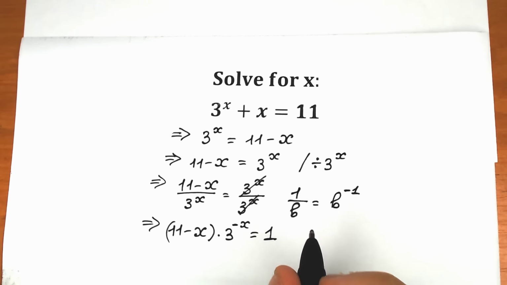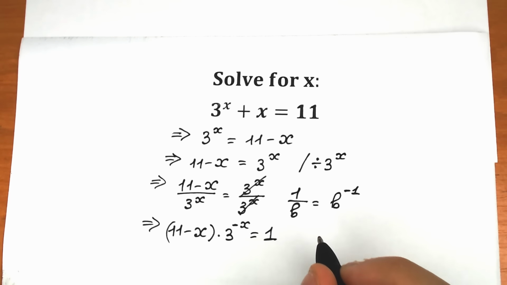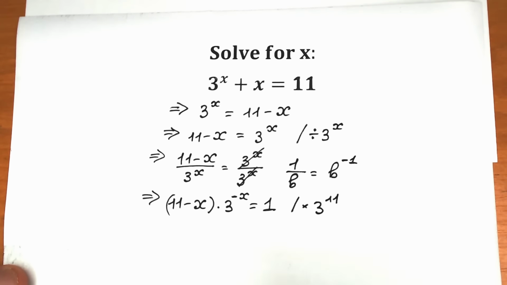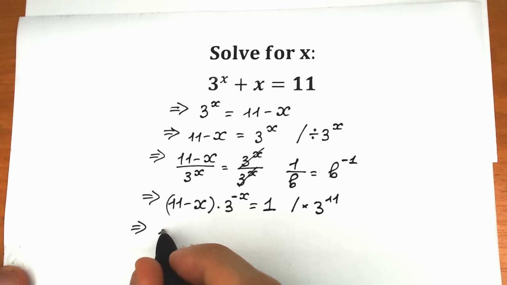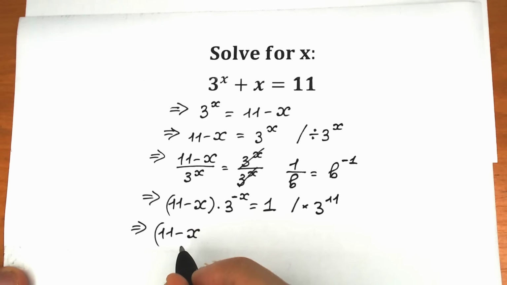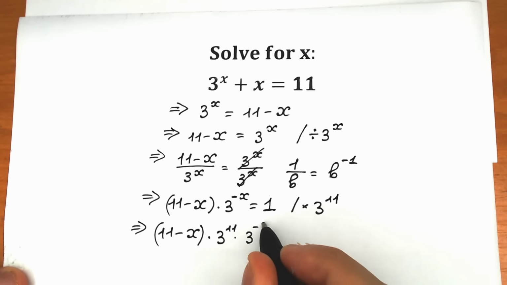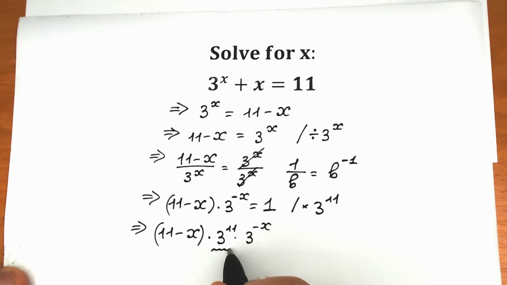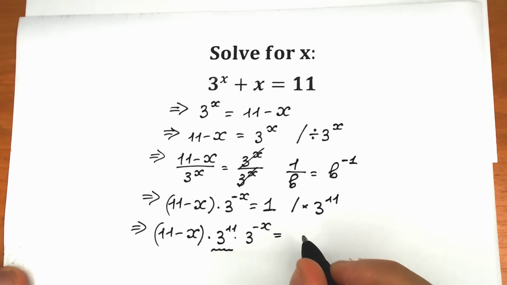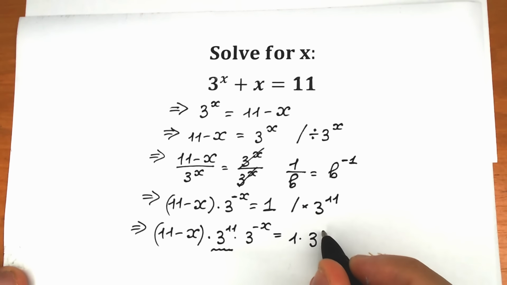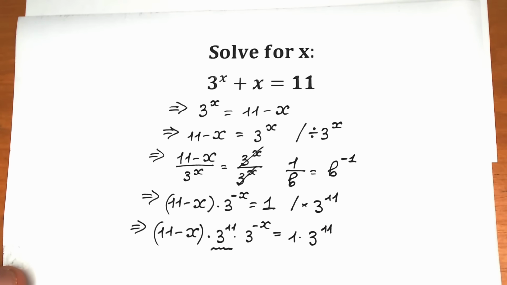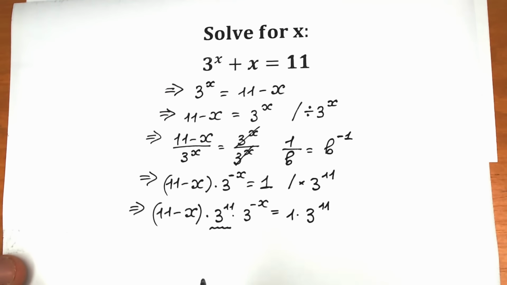Right now, let's multiply both sides by 3 to the power 11. Let's do this. In 1 minute, you will understand why I do this. So we just multiply both sides by 3 to the power 11. As a result, what do we have right here? We have 11 minus x on the left side times 3 to the power 11 and times 3 to the power minus x. So I write this 3 to the power 11 right here in the middle, and equal to 1 times 3 to the power 11.